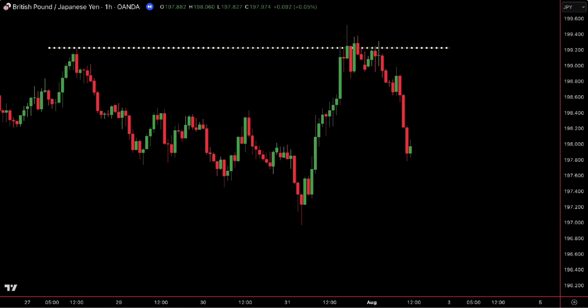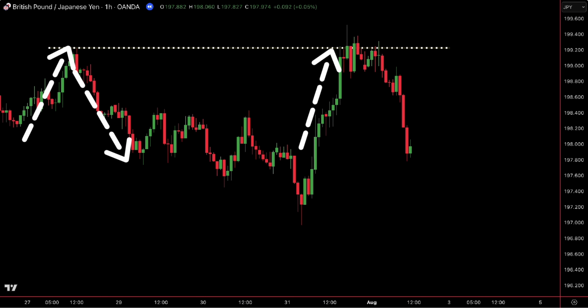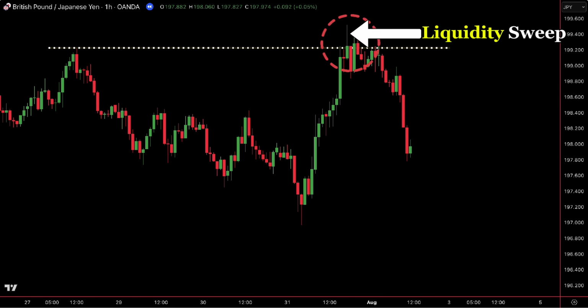Okay, now let me give you a chart example. This is the British pound, Japanese yen, 1 hour chart. As you can see, the market touched this area and reversed, forming a clear resistance level. Later, price retraced back, broke slightly above this resistance, and then closed back below, creating a textbook liquidity sweep. This sweep tells us that sellers were trapped in what we call sell-side liquidity, and when that happens, smart money usually takes the price in the opposite direction, in this case, downward.